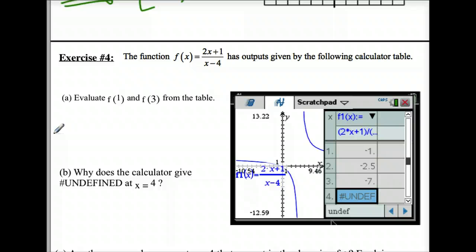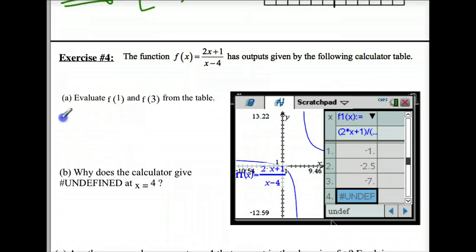Now, last example, exercise 4, says the function f of x is equal to 2x plus 1 divided by x minus 4 has outputs given by the following calculator table. So, you should know how to get this on the calculator. Go to home screen, go to graph, then hit tab. Enter this function the same way it is. Same exact way. And then go to menu, table, and split screen. So you should have a screen that looks like this.